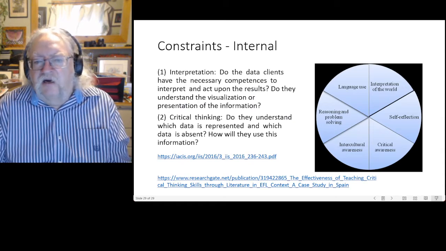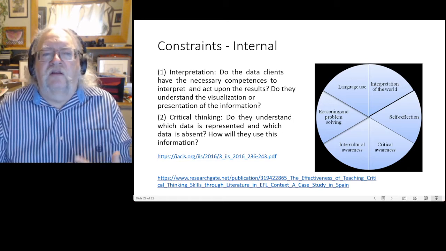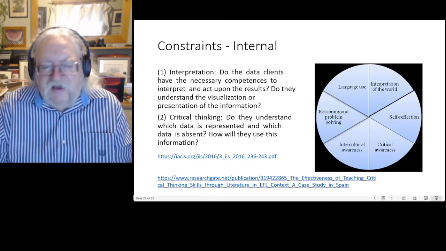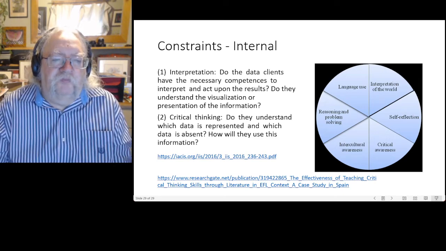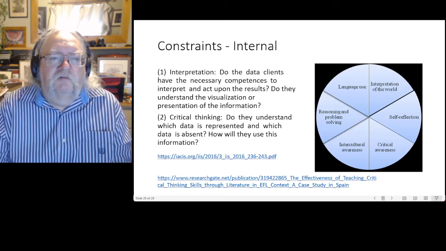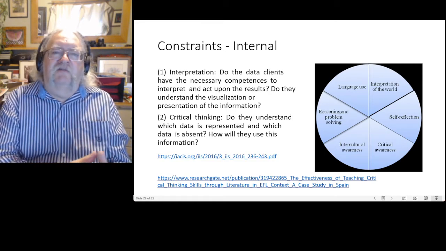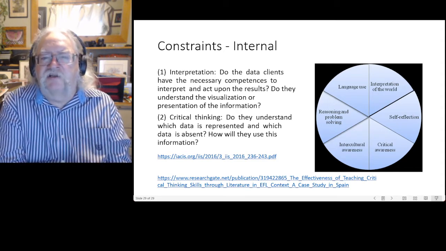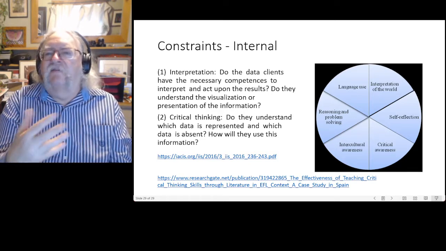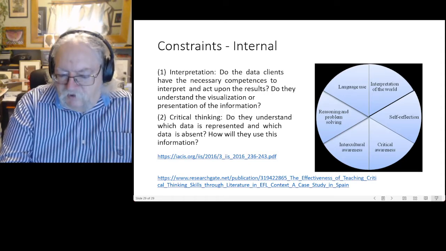Internal constraints have to do with the capacity of the people working with the data analytics to use the data analytics effectively. There are two areas that are drawn out in this paper here. First of all, with respect to interpretation. Now, I've talked about this before. Any set of data, any set of evidence needs to be interpreted, that is to say, given a significance, meaning, purpose, whatever, in order to be applied.